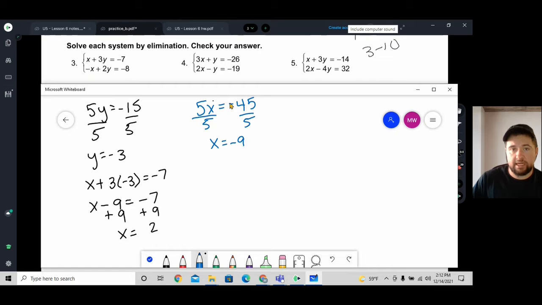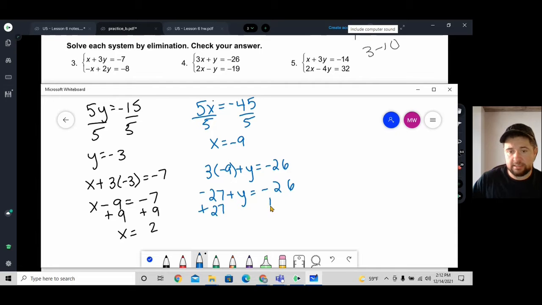I'm going to take that negative 9 and plug it back in. So 3 times negative 9 plus y equals negative 26. Negative 27 plus y equals negative 26. Add 27 to both sides. Y equals 1. I'm going to check my answer. 2 times negative 9 is negative 18. Negative 18 minus 1 does in fact equal negative 19, so we know our solution is correct.